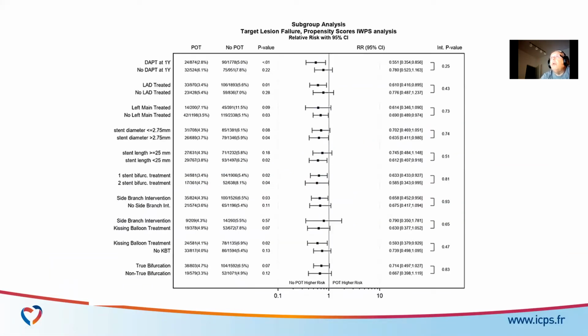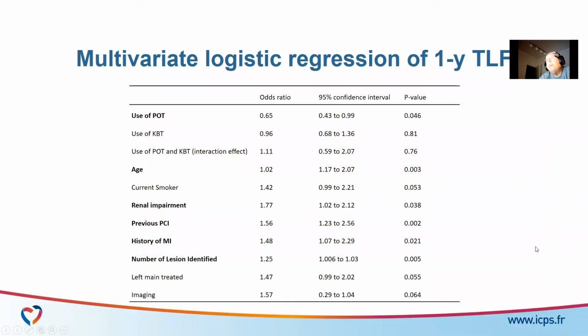You can see that the benefit of POT is very consistent across the different subgroups, considering the location of the bifurcation, the diameters, the technique which is used to prepare or to post-dilate the stent, as well as the presence or absence of DAPT at 1 year.